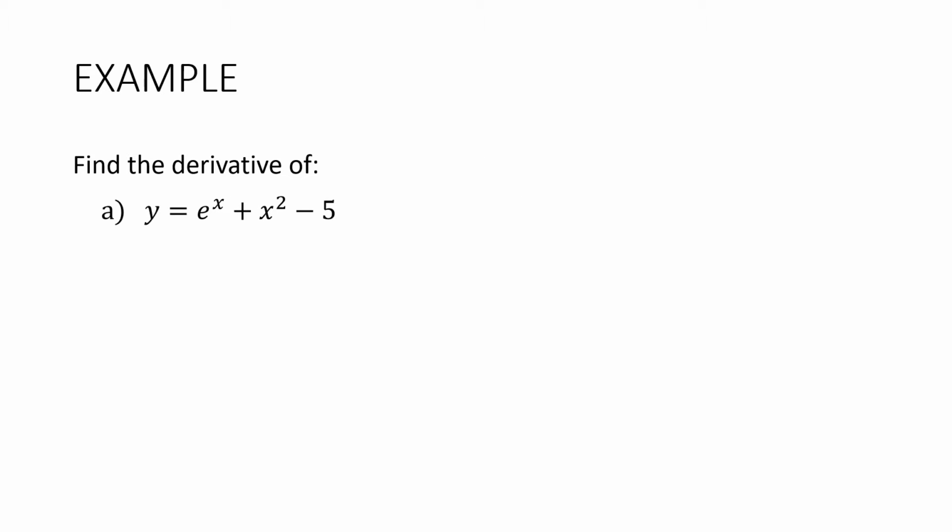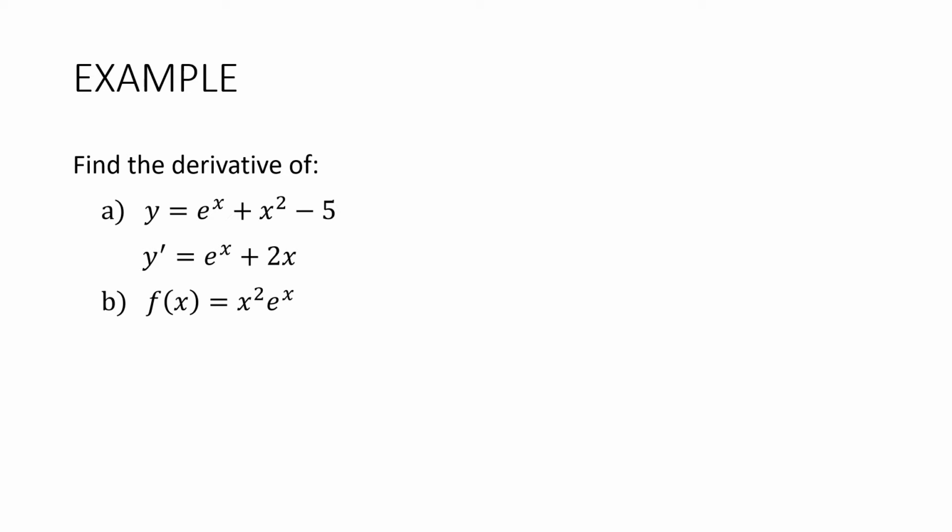Find the derivative of y equals e to the x plus x squared minus 5. And we want to go term by term. The derivative of e to the x is e to the x, plus derivative of x squared is 2x, take away derivative of 5 is 0. So our answer is y dashed is equal to e to the x plus 2x.